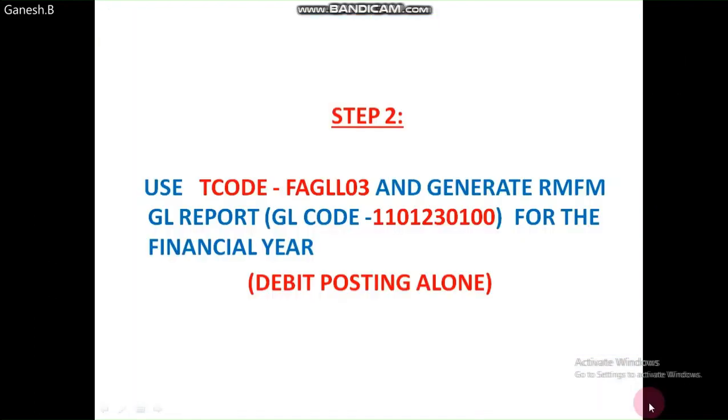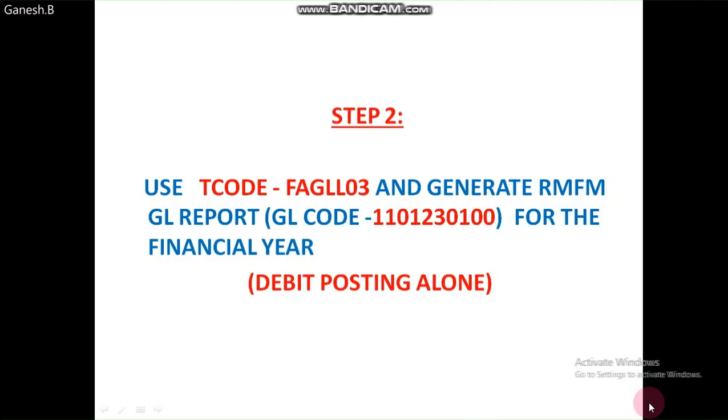Step 2. In step 2, we are going to compare this figure with SAP. We are going to compare the actual usage with what is accounted in SAP. How to generate the figure which is accounted in SAP: we are going to use the menu FAGLL03 on GL code 1101230. This GL is nothing but the RMFM GL. For a financial year, we are going to filter only the debit entries.